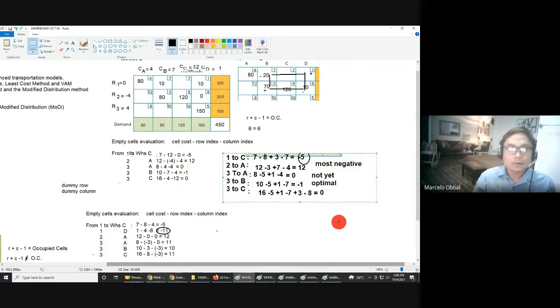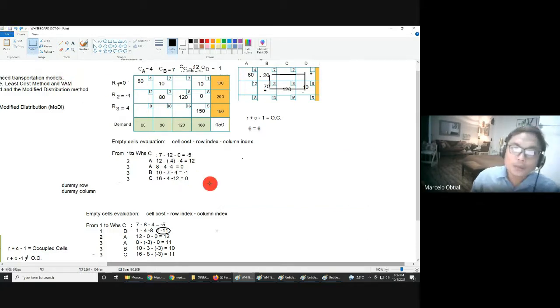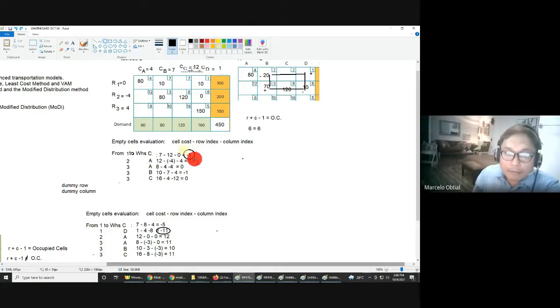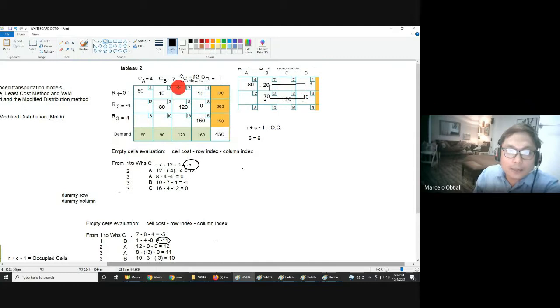Okay, undo. So we'll pick the most negative, and Jen, what's the most negative between -5 and -1? Jen? -5, sir. Okay, -5 is the smallest value. We'll pick this one. From this value, you trace which cell it is. That is cell 1C. So we'll create the closed path only here. I think this one, no?